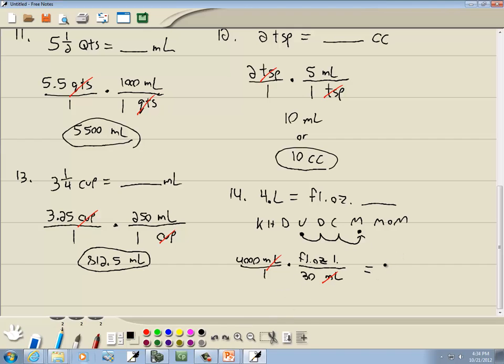4,000 divided by 30. And I meant to put the fluid ounces first, but oh well. Multiplies by 10, so it gives me 400 over 3 fluid ounces. And that's actually simplified form. Now if I were to put that in decimal, 400 divided by 3, I guess you could put it in mixed number form, but that would give me 133.33 fluid ounces. And let me save this.